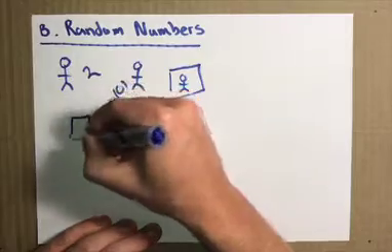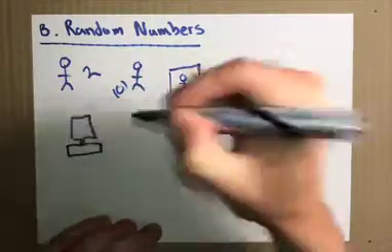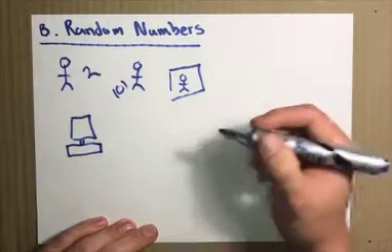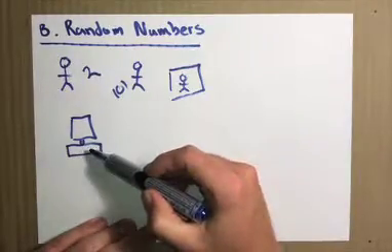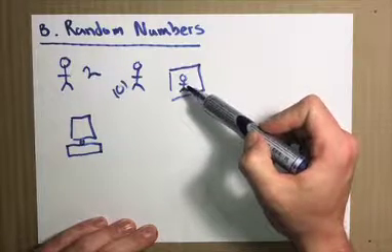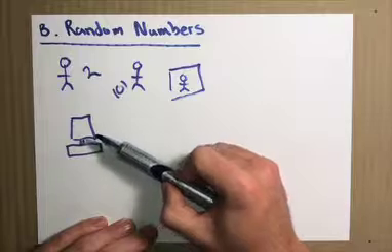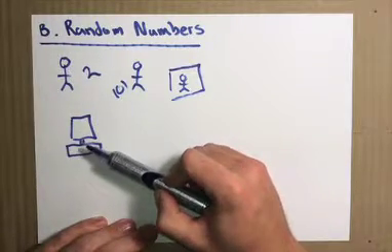Now, if we look at a computer, how can we tell a computer to generate a random number? Computers can't generate a painting like the Mona Lisa from itself. A computer only does what you tell it to do, and that's a problem.